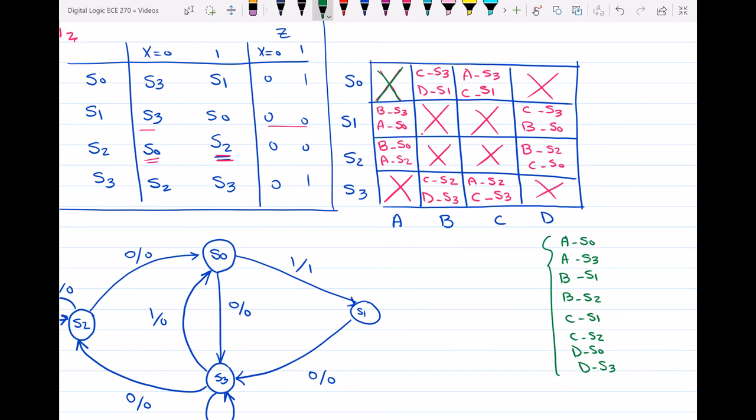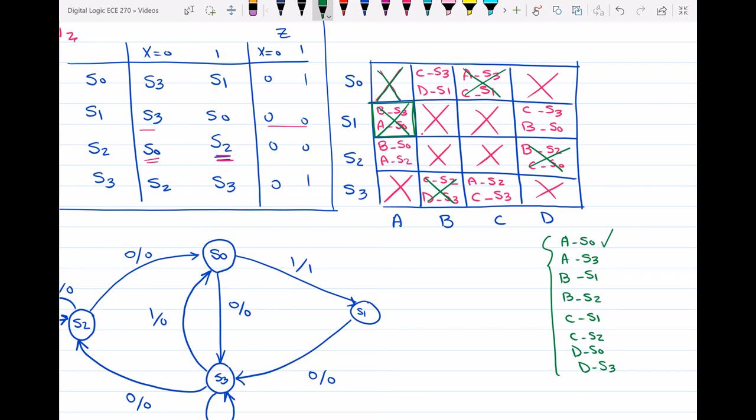For example, if you look at this cell over here, this is the cell A S1. In A S1, one of the conditions is that A and S0 should be equivalent. But if I look at my list here, A and S0 can never be equivalent. So this condition will be crossed out. All right, let's see if we have any other things to cross out. A S3 can never happen, so A S3 will go out. Then B S1, we don't have such a condition. B S2, we have the condition over here. Then we have C S1, we don't have such a condition. We have C S2, so C S2 can never happen. And then D S0 and D S3, we don't have this condition at all.